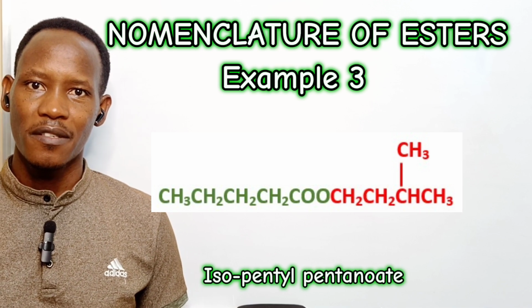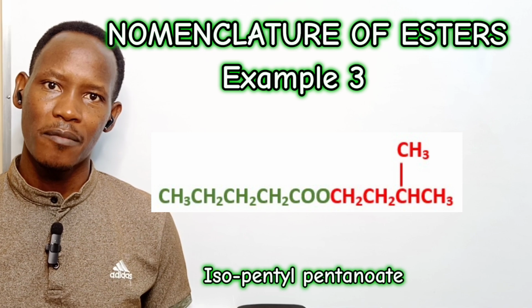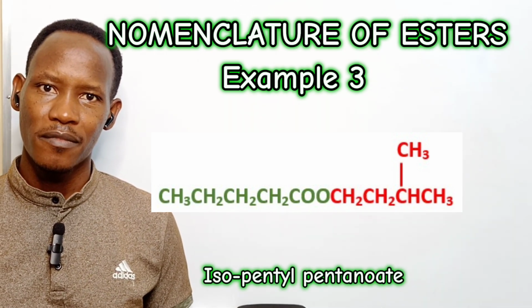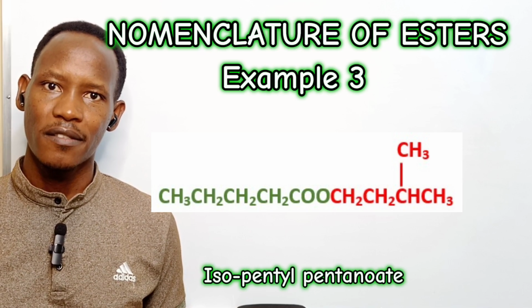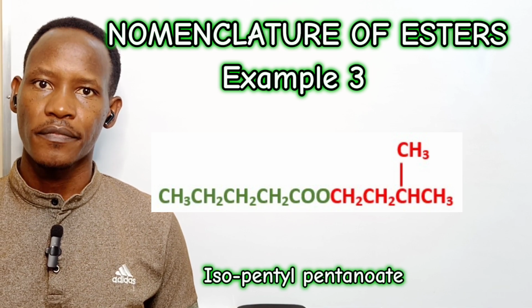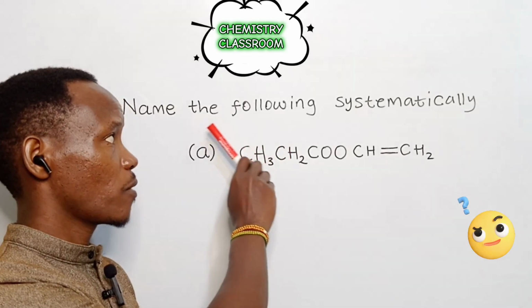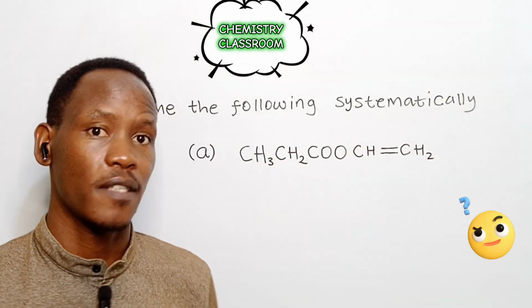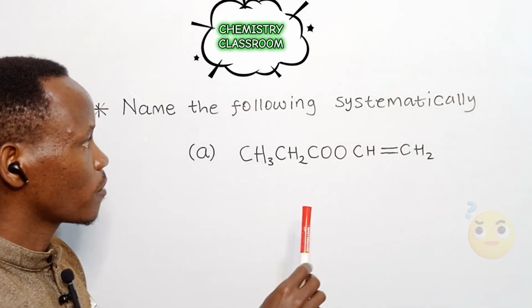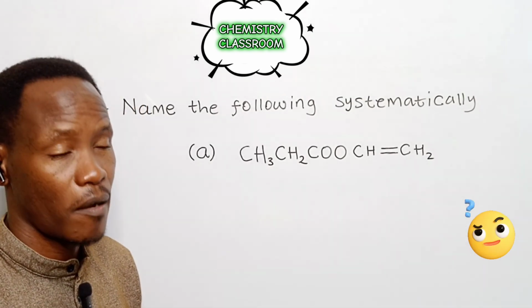Ladies and gentlemen, with this being said, I take this opportunity to welcome you to our chemistry classroom, whereby we shall be trying to name some two random esters by following the guidelines that we have learned. Welcome to the chemistry classroom. Before us, we have a question where we are supposed to name the compound systematically. And mind you, systematically just implies that we are supposed to name the whole compound by following the IUPAC guidelines, which we have looked at above.